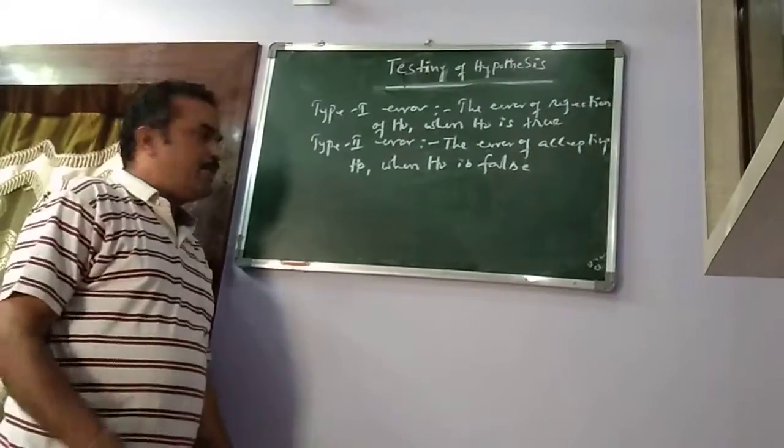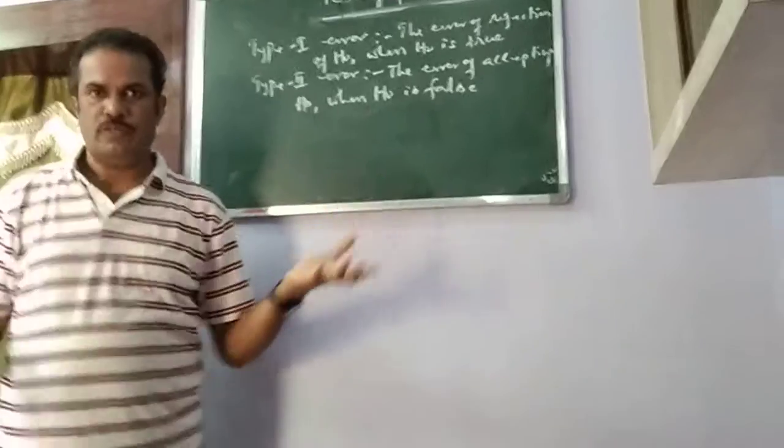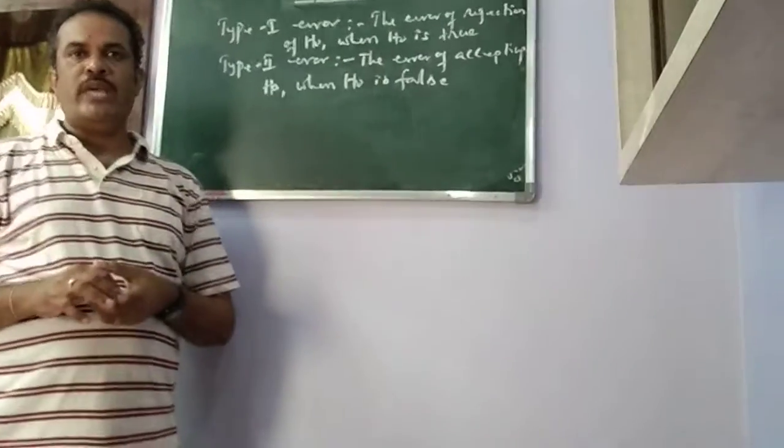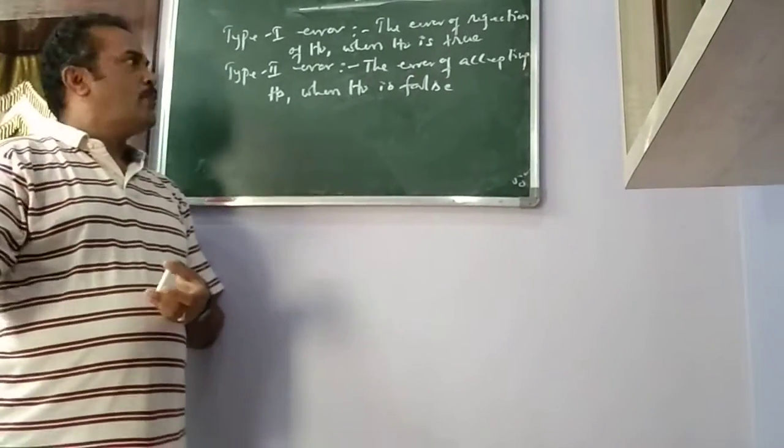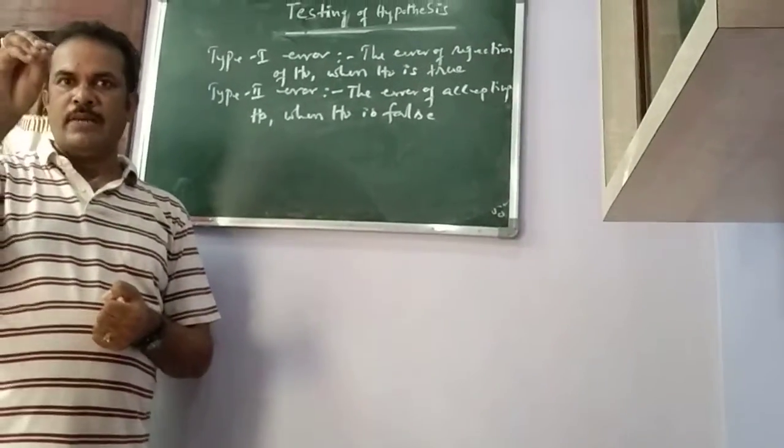Type 1 error is nothing but producer risk. Type 2 error is nothing but consumer risk. Producer risk and consumer risk. Why is the type 1 error called the producer risk? Why is the type 2 error called the consumer risk? I will tell one example clearly.